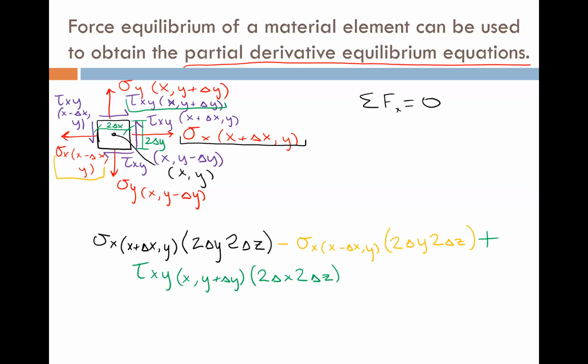And now on the bottom face, it's a shear stress component that is acting in the x direction, but it's in the negative x direction. So minus tau xy at x comma y minus delta y. The surface area is 2 delta x, 2 delta z.